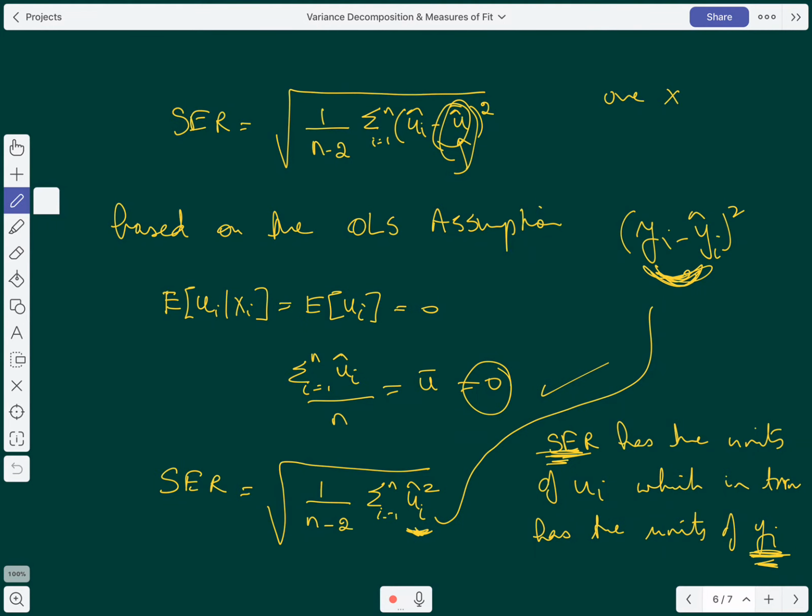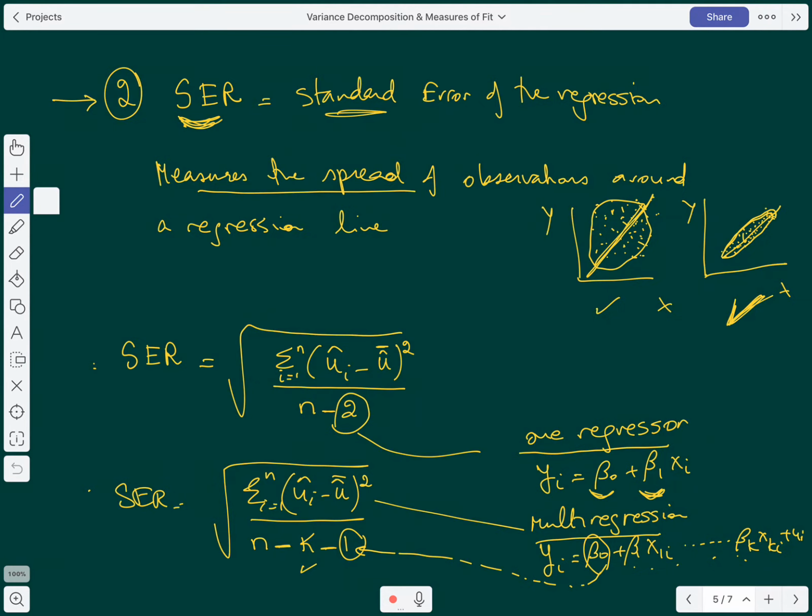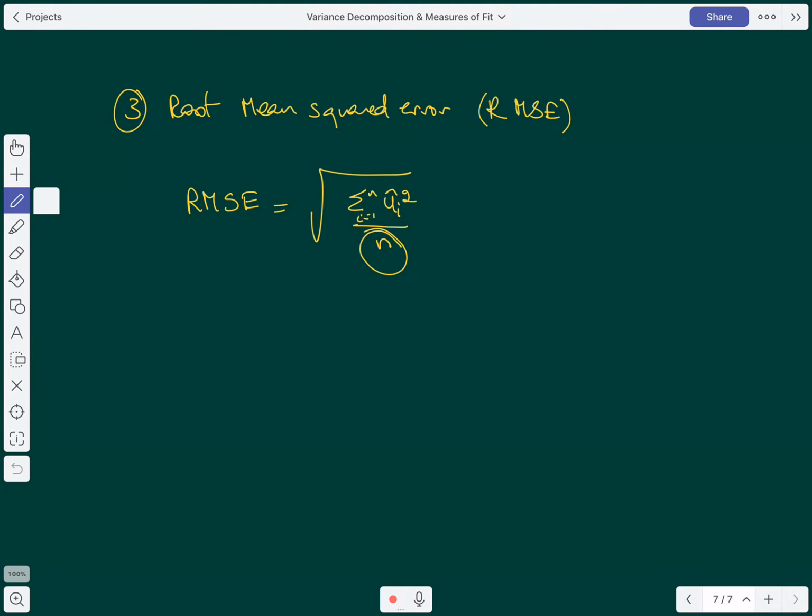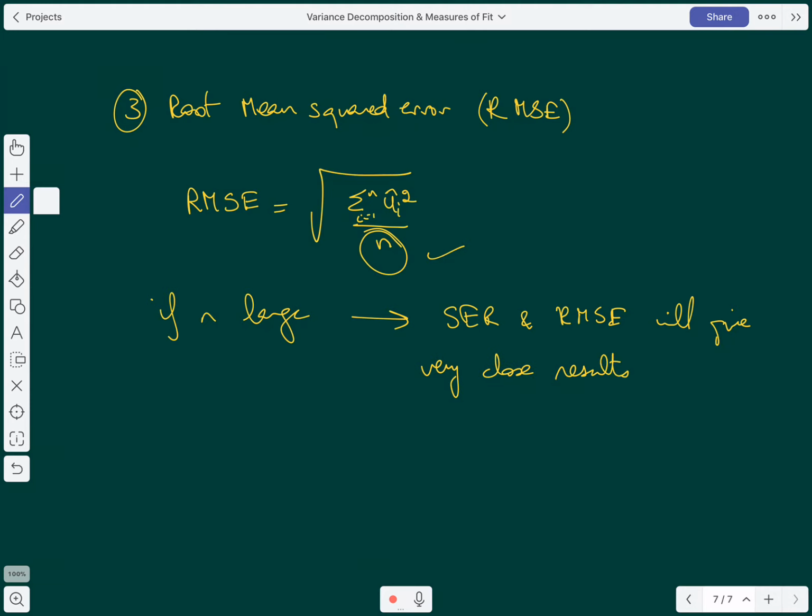In the previous case, with SER, we're correcting for degrees of freedom if I have one X or two regressors, and we're correcting for degrees of freedom if I have multi-regression. So it's either n minus 2 or n minus k minus 1. In the root mean squared error, we do not correct, we just divide by n. It's very similar except for this part. And I want you to notice that if I have a large sample, or if n is large, both are almost the same. So SER and root mean squared error will give very close results.